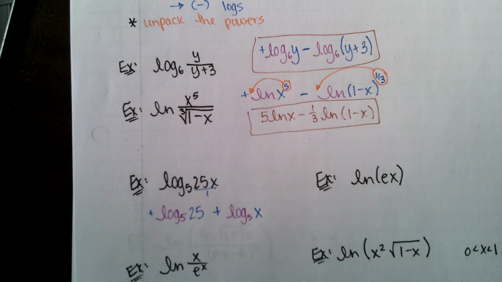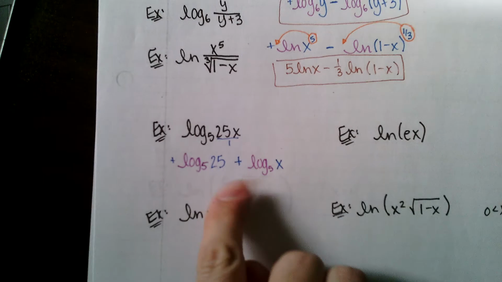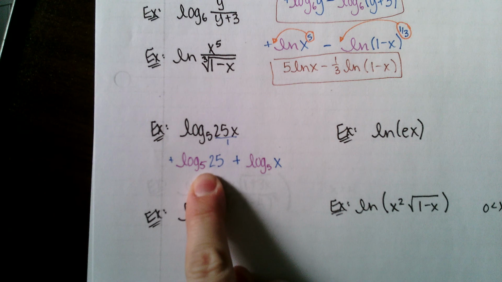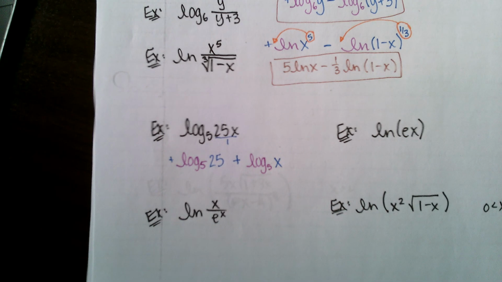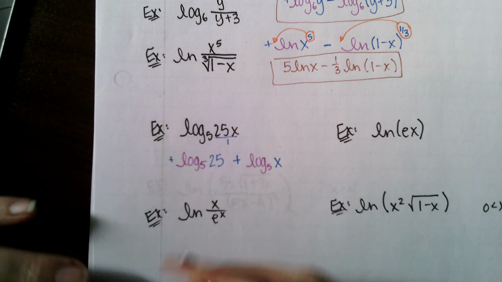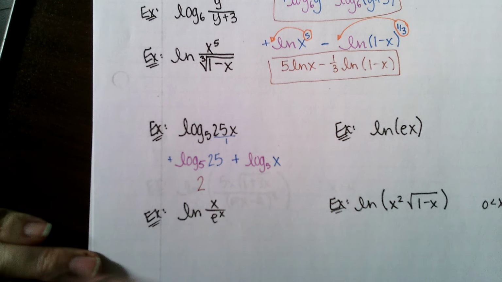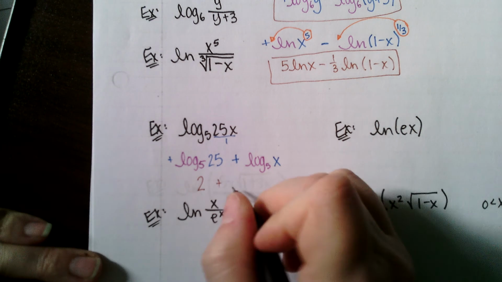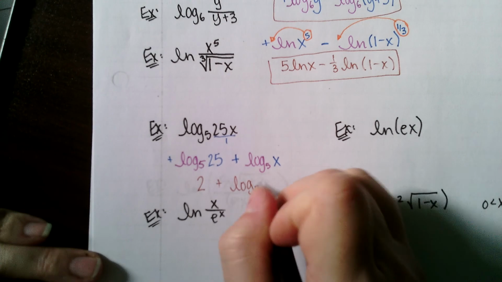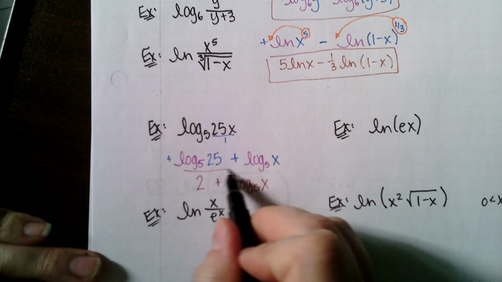Now, I would say that I would be done with this problem, but I see that I can answer this question because log base 5 of 25 is asking me 5 raised to what power gives me 25. So the value of log base 5 of 25 is 2. So I need to replace that with a 2, and then I'll have 2 plus log base 5 of x for my ending answer.